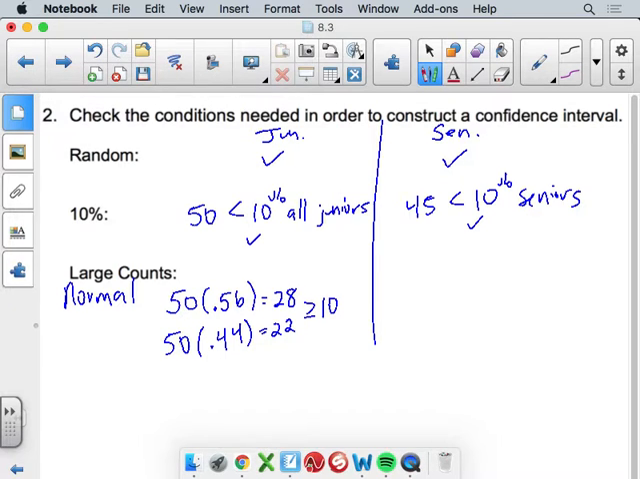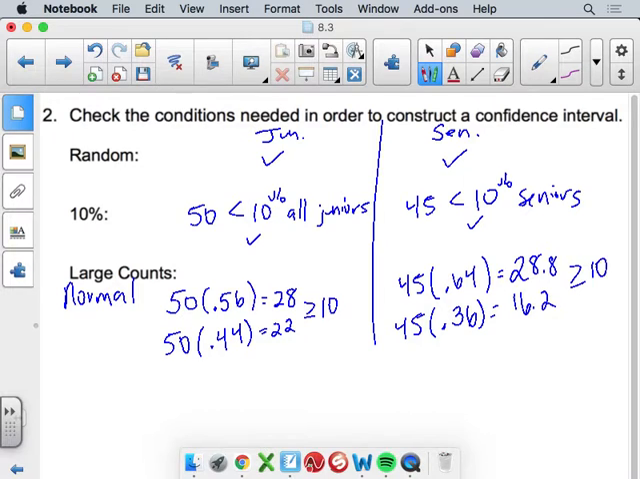Alright, and then the other one, 45 times 64%, 45 times 36%. I don't think I got the right numbers here. I need to redo this on my own calculator. 45 times 64, 28.8. So 28.8, which would mean 16.2. So yes, they're normal.